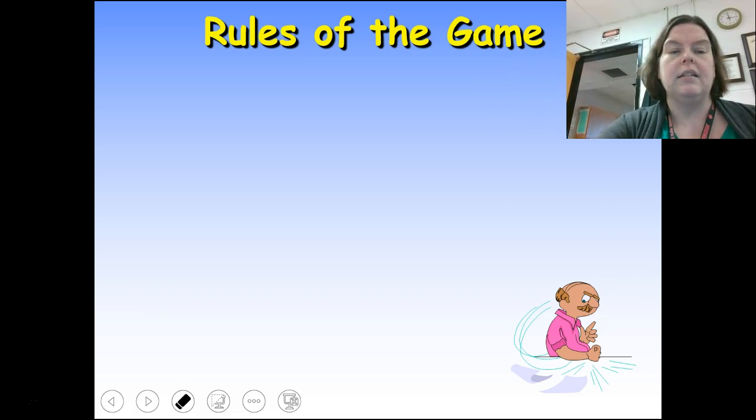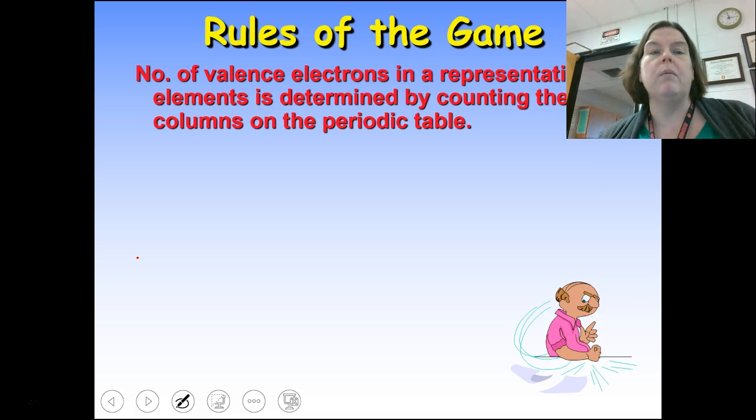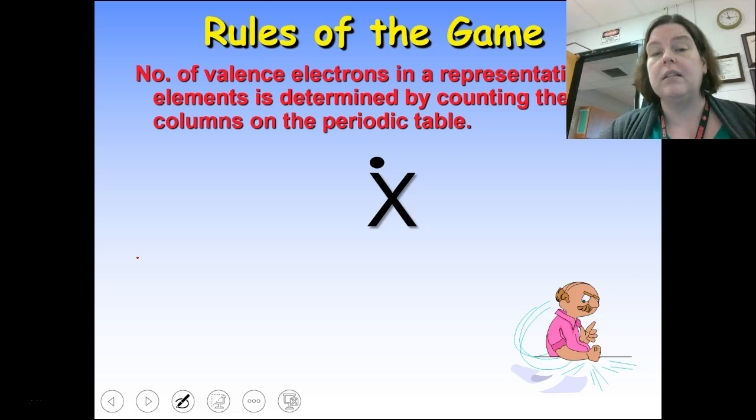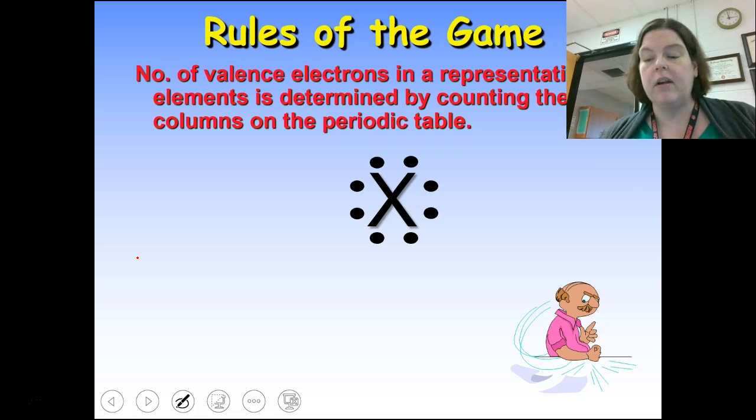So let me erase that because that's not supposed to be right there right now. All right. So the number of valence electrons in a representative element is determined by counting the tall columns on the periodic table. So we don't have to know valence electron configuration. We can count tall columns. Once we know the valence number, then we use the symbol of the element. So X here represents the symbol of the element, and then we're going to use dots to represent the valence electrons. And since we're drawing an imaginary box around our element symbol, we can have up to 8 electrons. That means 8 is the maximum valence.